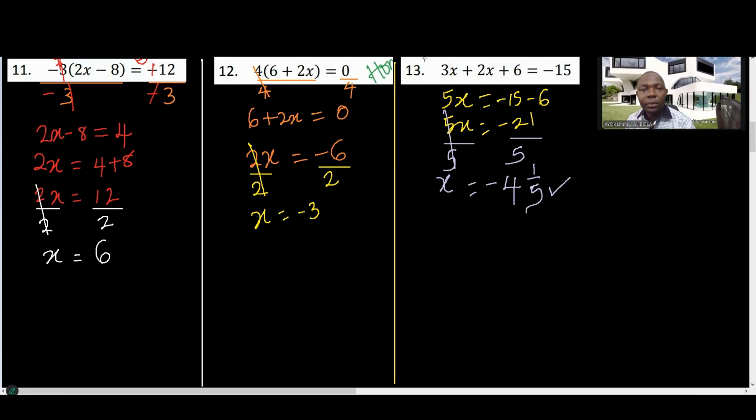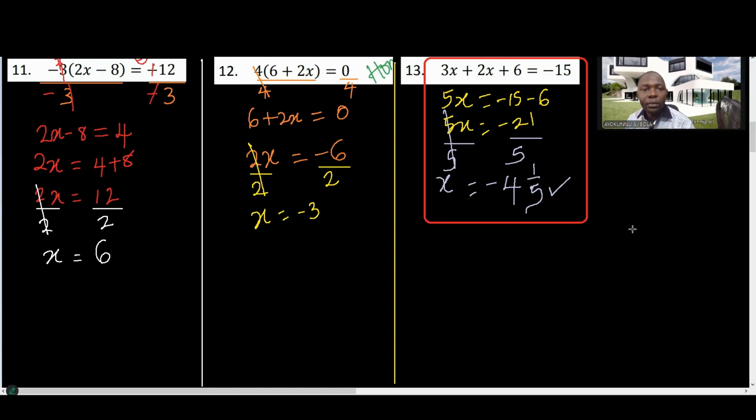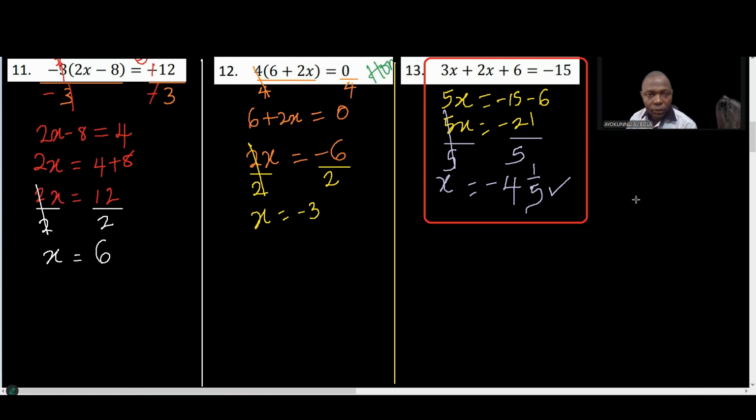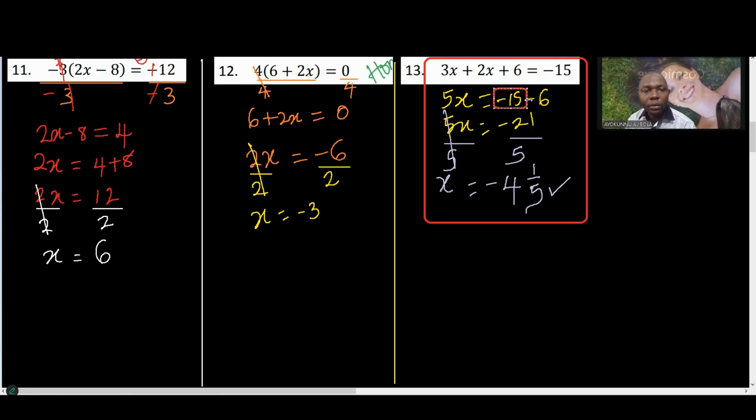So, what we do first is we do 3x plus 2x, and that equals 5x. Good. You write down your 5x. And then after that, we have to collect like terms. So the 15 will go over to the 6. Wait, no, it's the 6 that will go over to the 15, right?